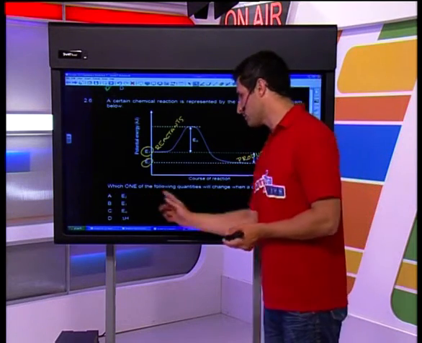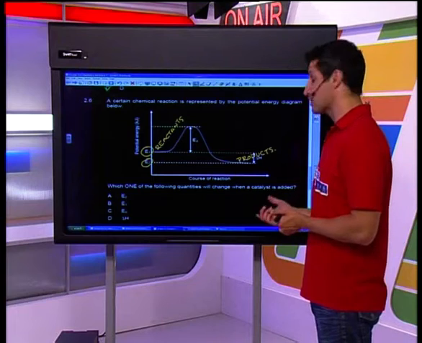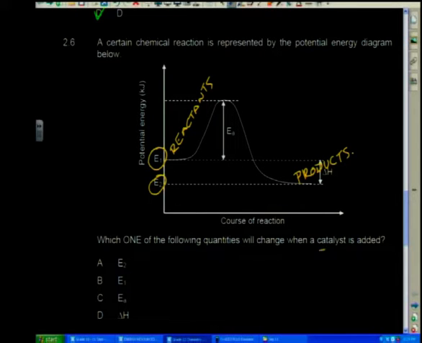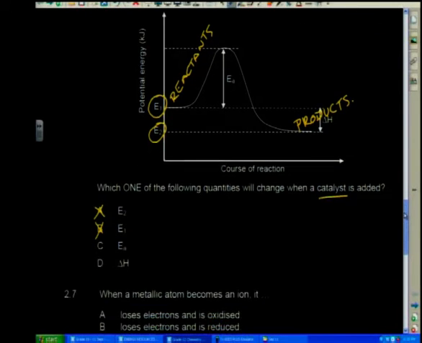Now it asks me, which one of the following quantities will change when a catalyst is added? Now, I've already told you that the energy of my reactants and the energy of my products is decided by the chemicals. It's not decided by conditions or anything else. So E1 is my reactant's energy, E2 is my product's energy. Now, let's just take a look at something else. My EA, my activation energy. Activation energy is the energy that's required in the collision between these two reacting particles.